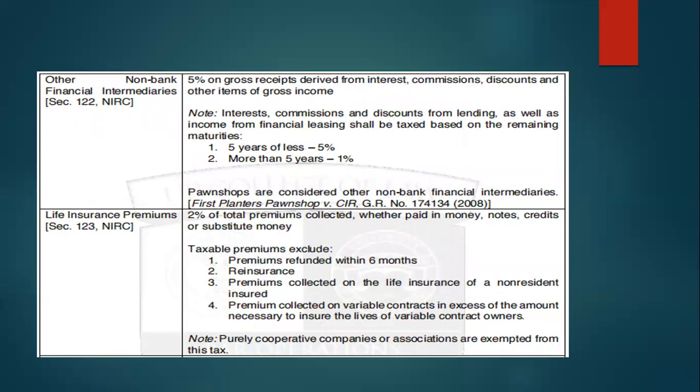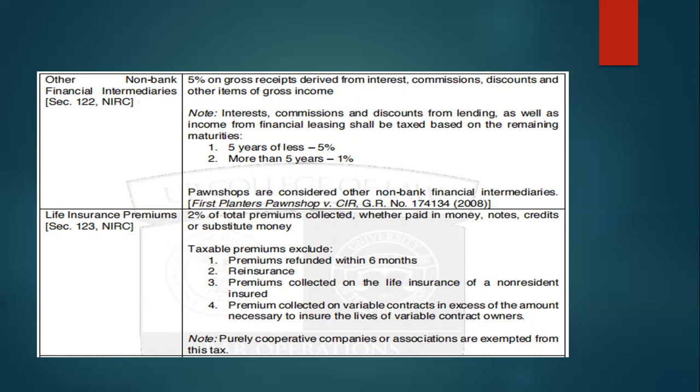So how about other non-bank financial intermediaries? So that is Section 122. So 5% on gross receipts derived from interest, commissions, discounts, and other items of gross income. Note, however, that interest, commission, and discounts from lending as well as income from financial leasing shall be taxed based on the remaining maturities. Same as the bank. So 5 years or less, 5%. More than 5 years, that's 1%. So take note that pawnshops are considered as non-bank financial intermediaries.